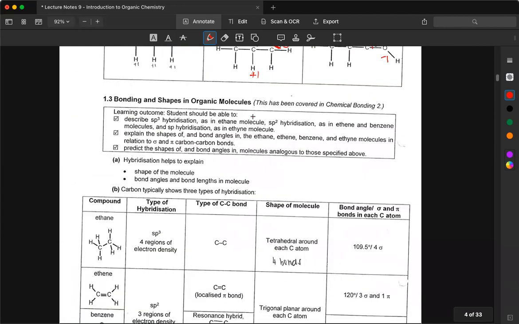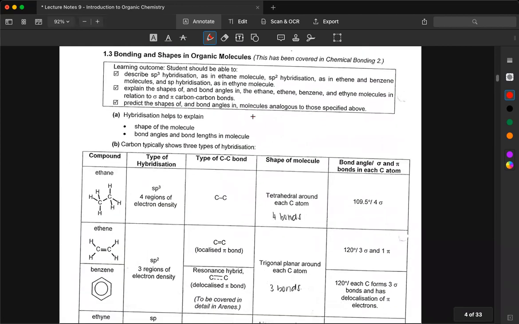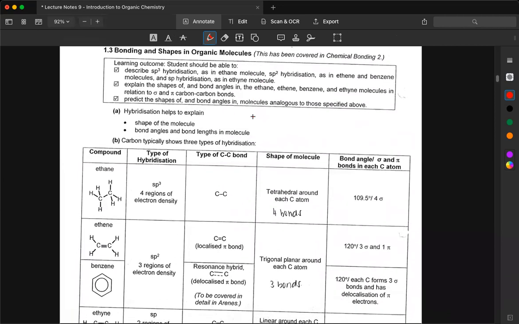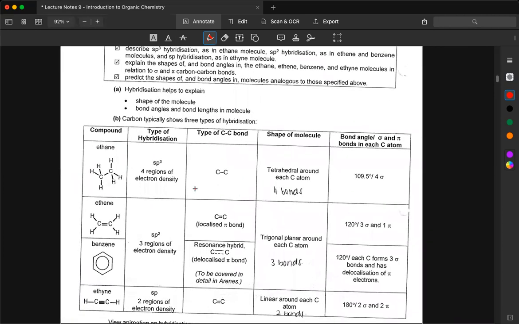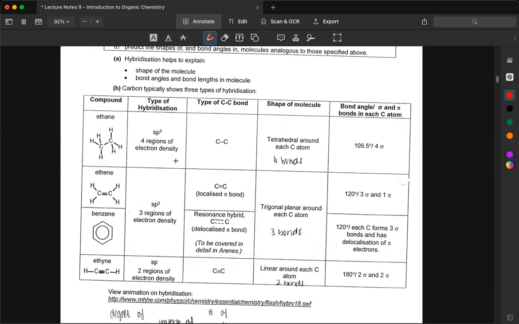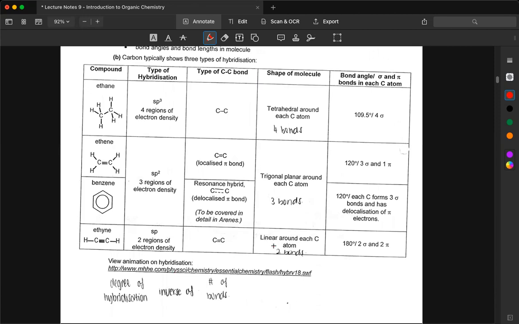Okay, next, bonding and shapes of organic molecules. So we talked about that in the previous chapter already on chemical bonding through hybridization and resonance. So the importance of hybridization is that it explains the shape of molecules, the bond angle, and the bond length in molecules. So carbon typically shows 3 types of hybridization: sp3, sp2, and sp. And sp3, the shape of molecule will be tetrahedral. sp2 will be trigonal planar, and sp will be linear.